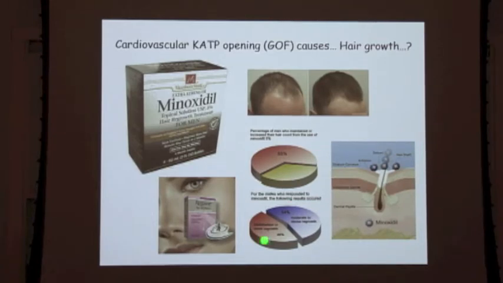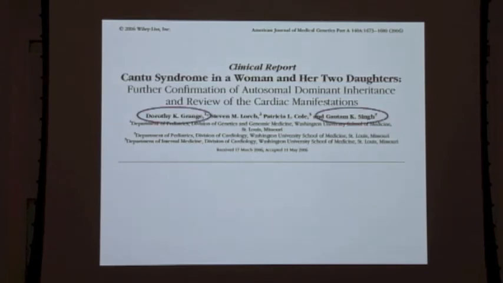And if you look in the drug companies' literature, it doesn't tell you how the minoxidil causes hair growth. But we know now that people who have Cantu syndrome, caused by gain of function of KATP channels, as I'll tell you, have got the same features. So this similarity between the drugs and the disease was first recognized by Kathy Grange and Gautam Singh, who were in the Department of Pediatrics at Washington University School of Medicine in St. Louis, Missouri. And they wrote in this paper 10 years ago, looking at a woman, and I'll come back to this woman and her two daughters. They were showing through this paper that it could be inherited as a syndrome.